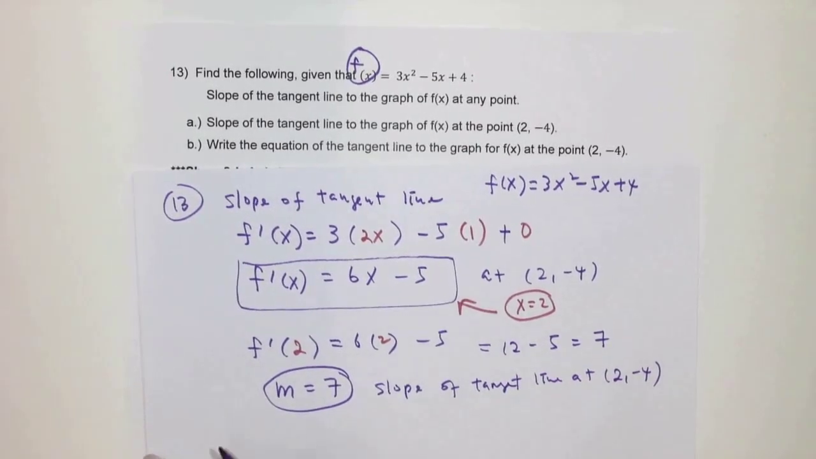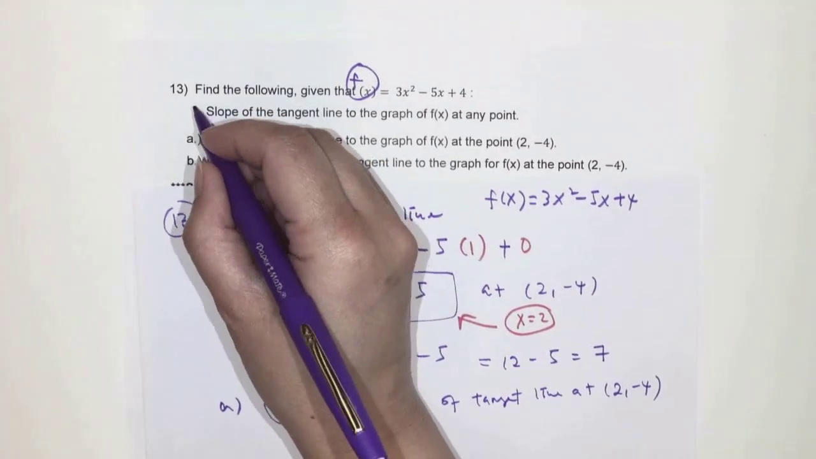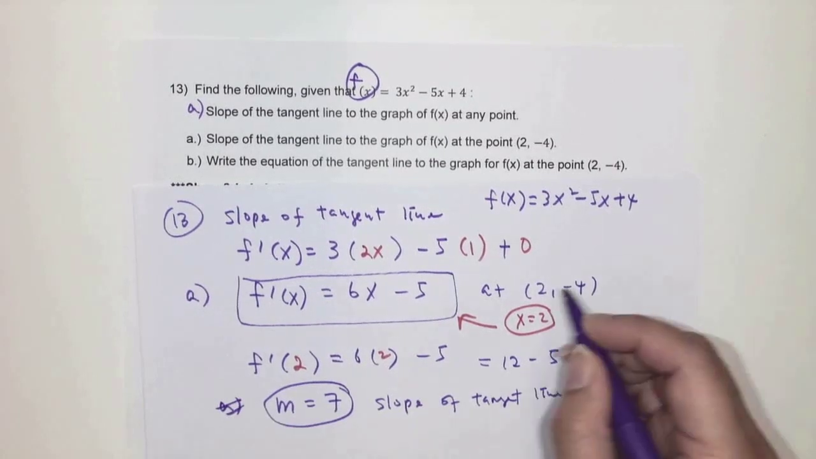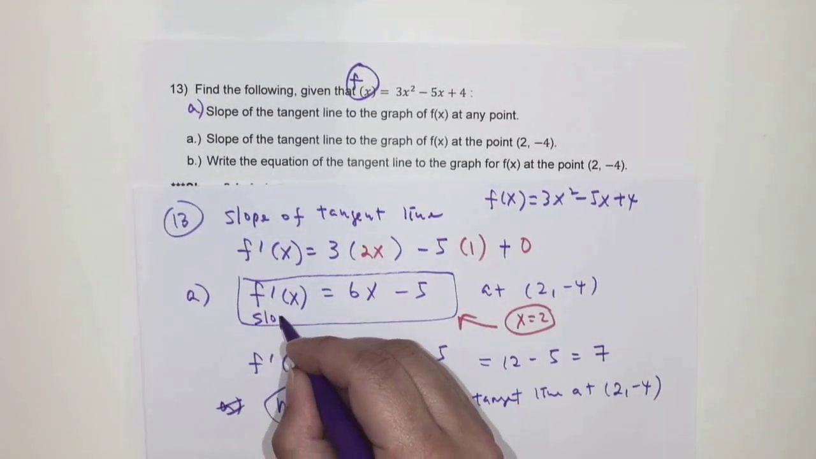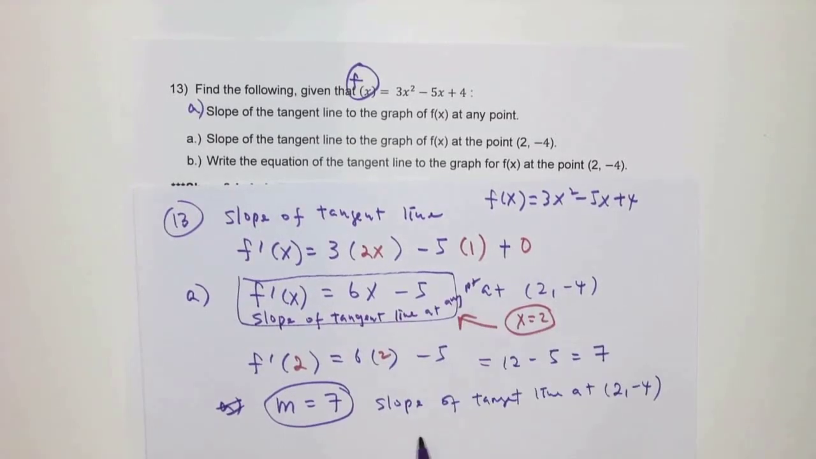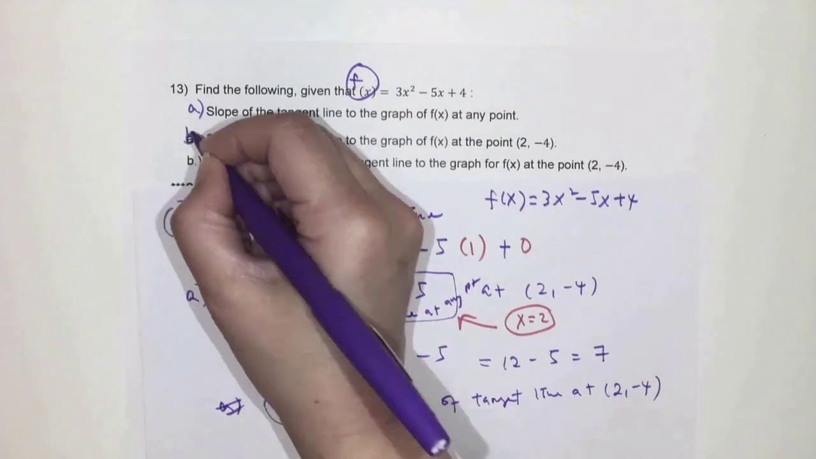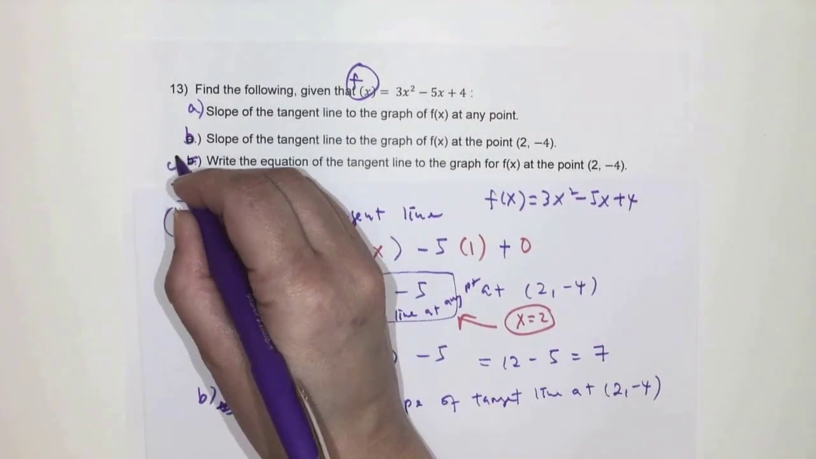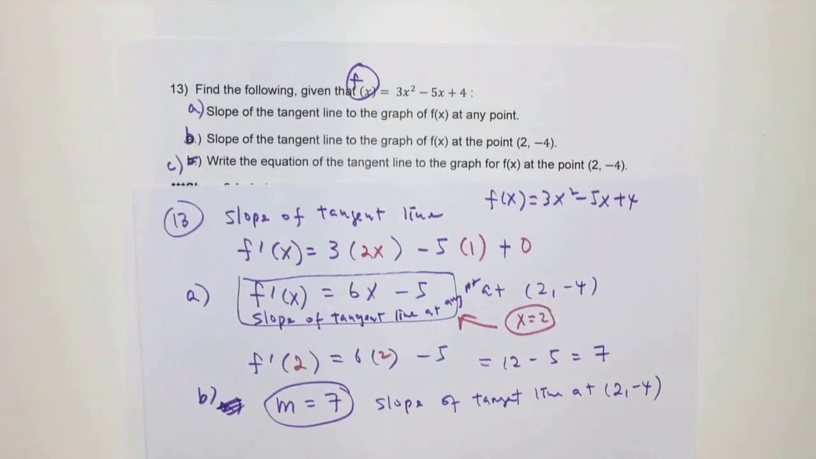And then the second part, the A is slope of tangent line at any point. So this is slope of tangent line at any point. This is slope of tangent line at this particular point. So this should be B part. And the C part, I'm going to correct this before I give it to you, okay?